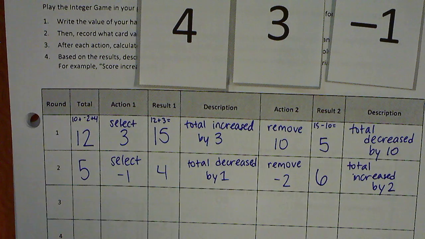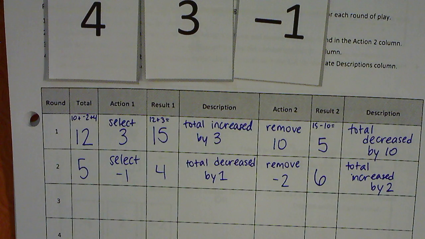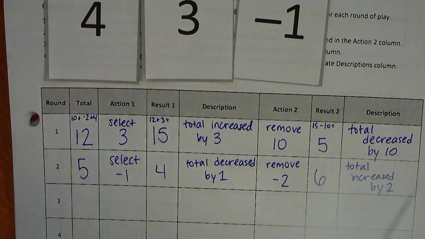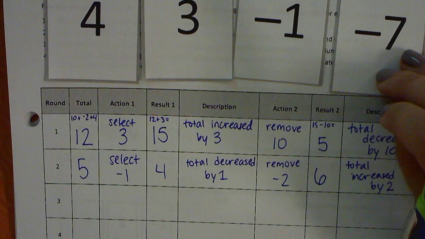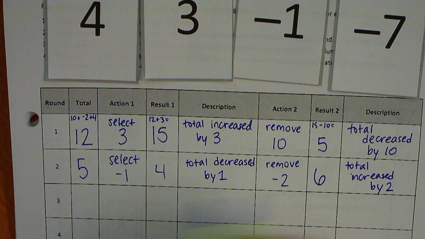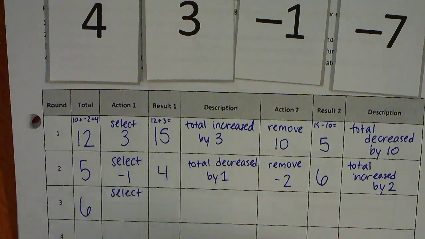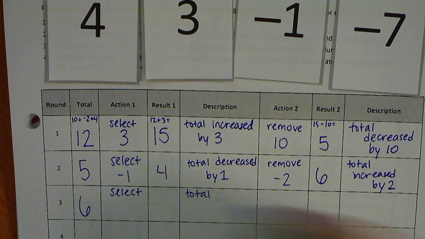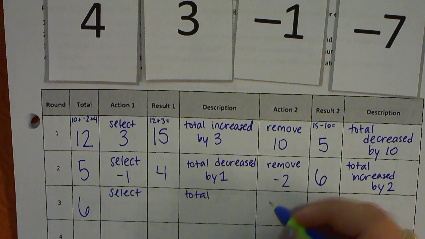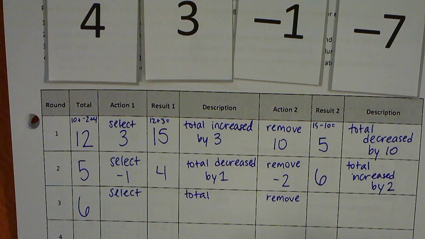Now I'm going to select a new card, and you're going to get started on your own. Fill out your old total from here. Tell me what I selected and what happens to my total. Then remove a card. Tell me what happens to my total.